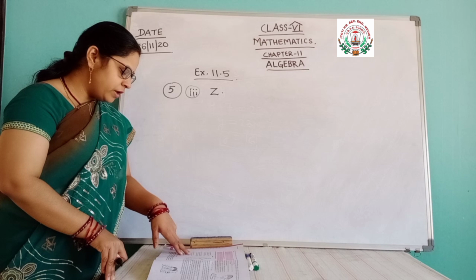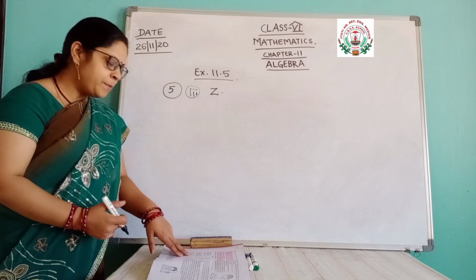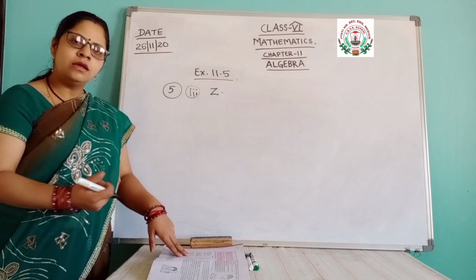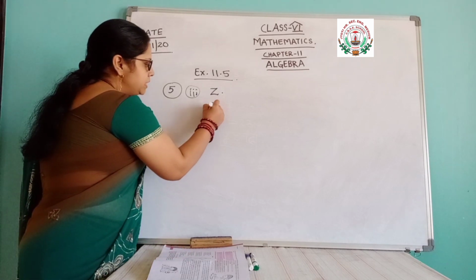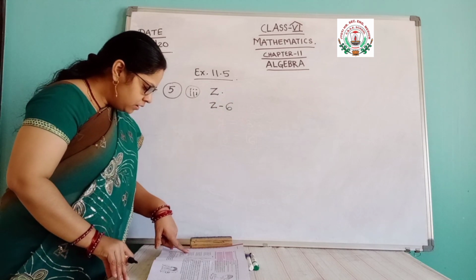Now, take away from me is 6. Take away means minus from me. Meaning from that number you have to do minus 6. Means z minus 6 you will do. Okay, this much is clear.